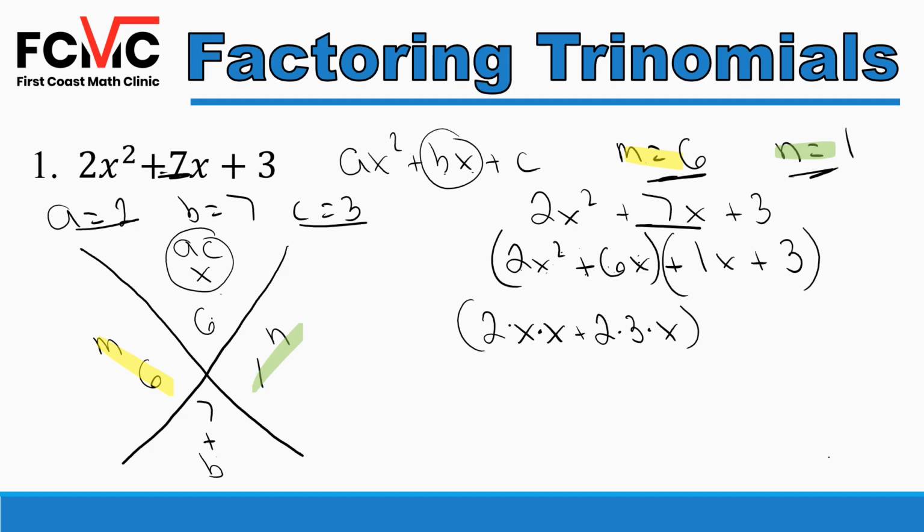All right, what do these have in common? We've got a 2, an x, and an x. So we're going to pull the 2x out of the parentheses. What's left is going to be x plus 3.